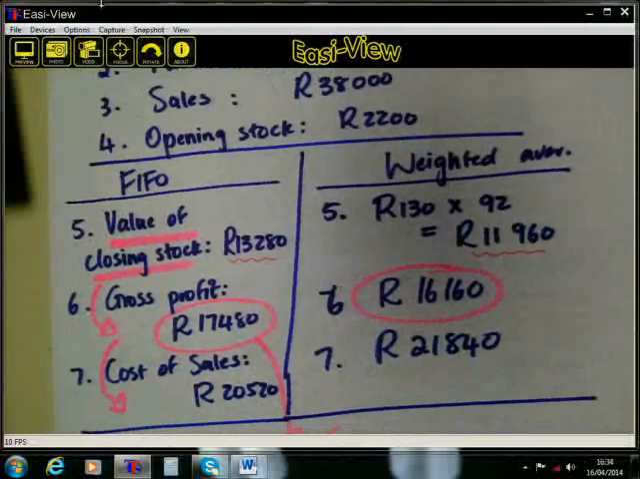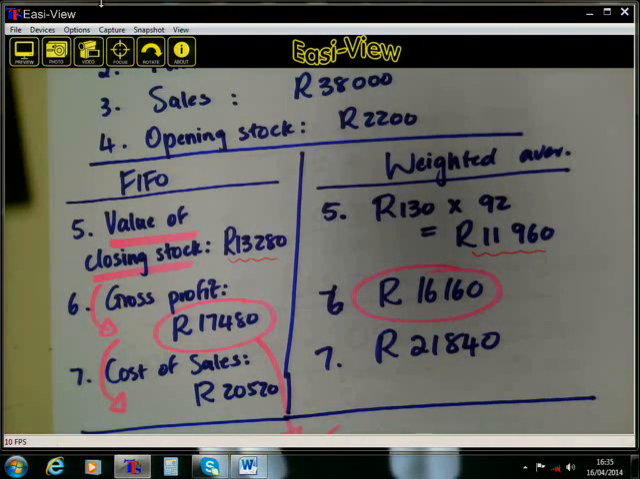And the moment that you've got the value according to the FIFO method, then that will influence your gross profit and that will influence your cost of sales, because you calculate your cost of sales according to the closing stock, and then you work out your gross profit. Or you calculate the gross profit in your trading account, and then you calculate the cost of sales.